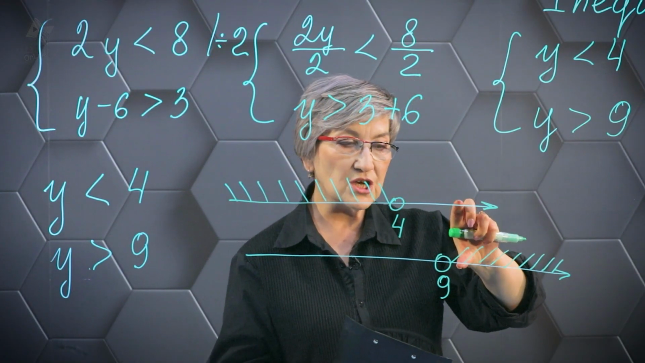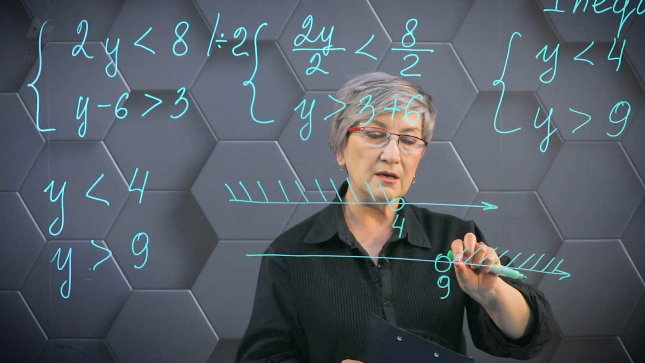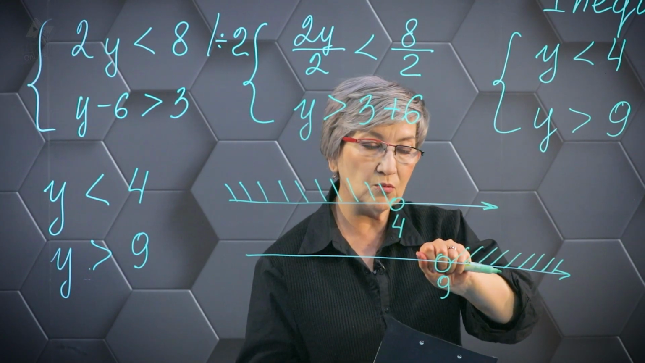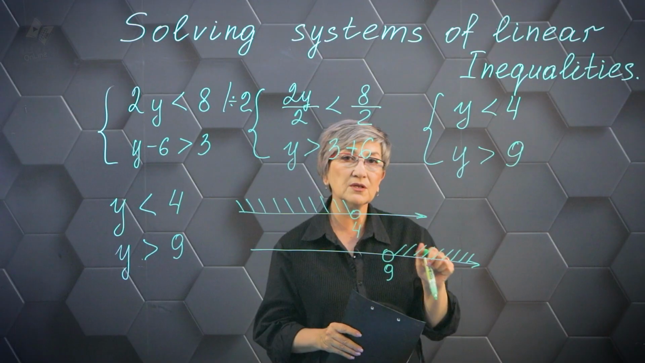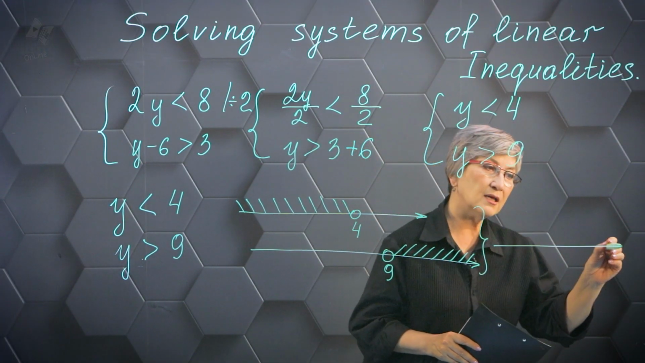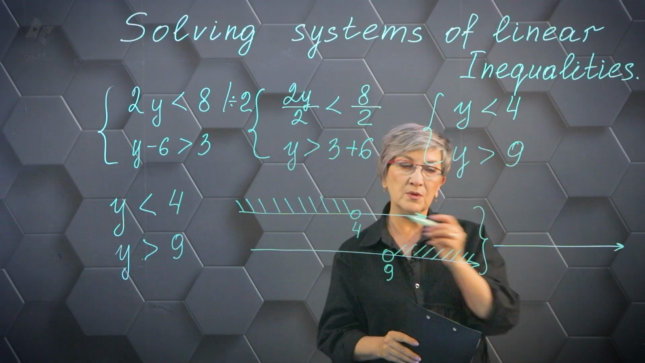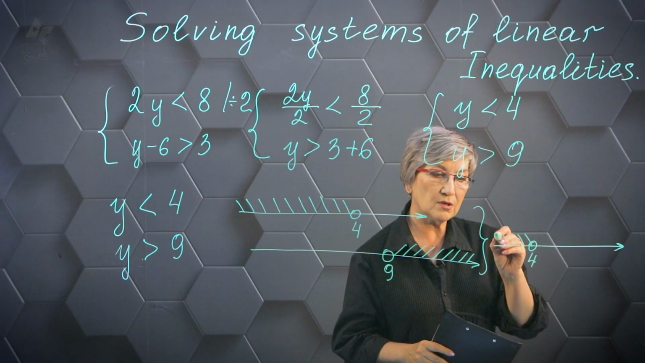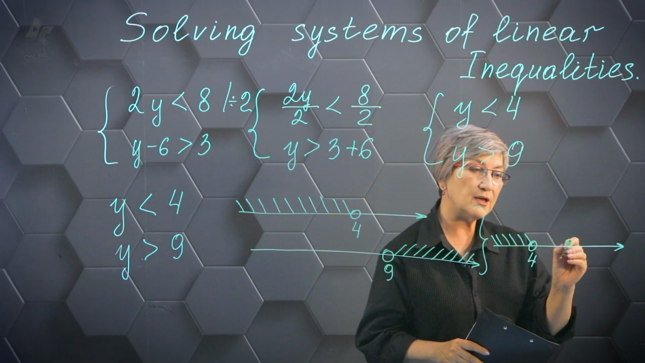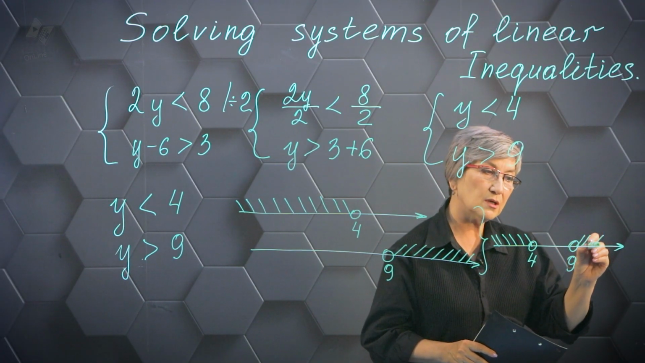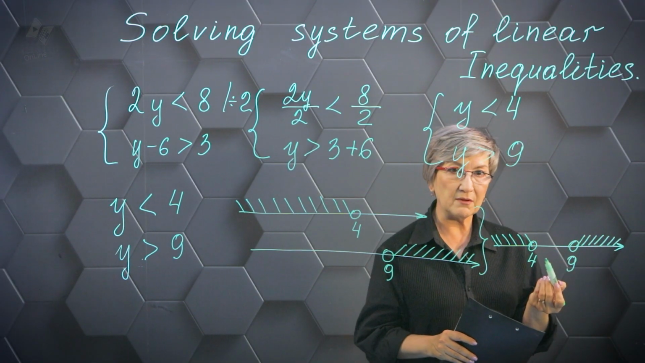We will merge these solutions together. Imagine overlaying one number line onto another. What happens in this case? As a result, I find one solution on one number line, that is below 4. The second solution is the number 9, and the interval that lies to the right.